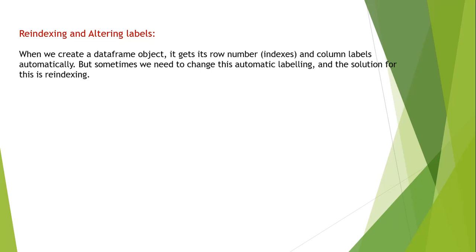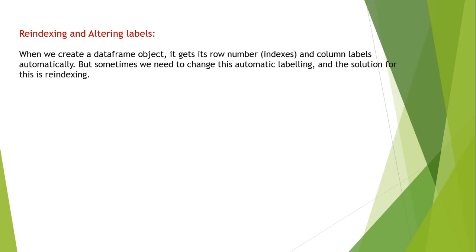First topic today is reindexing and altering labels. As the name suggests, reindexing and altering labels are used for giving new indexing to, or reindexing, an already indexed data frame. If we want to reindex it or alter it in some way, that is reindexing and altering labels. When we create a data frame object, it gets its row numbers, also called the index, and the column labels automatically. That is the default indexing of the data frame.